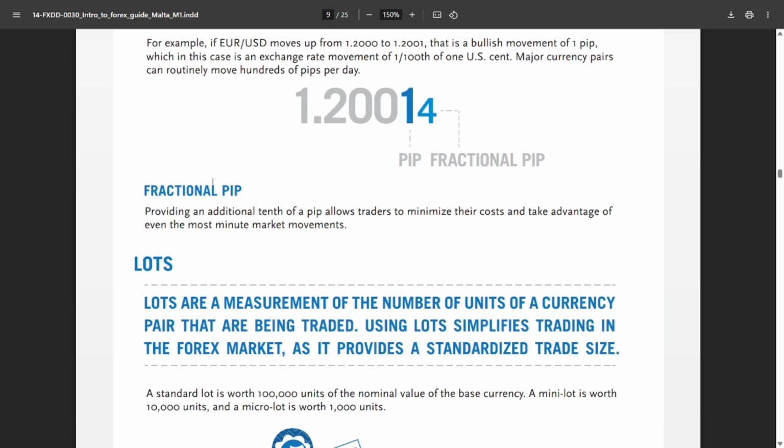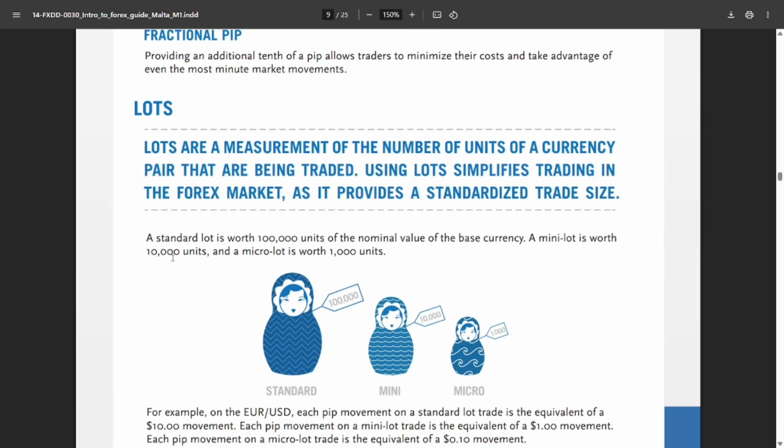Look at here, I put something for you: 1.2001, and this is PIP. This number 1 is PIP, and this number 4 is fractional PIP. And always we see that in the market. After that, we have lots.